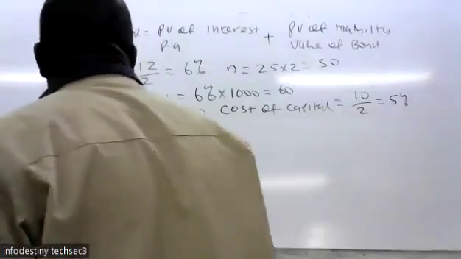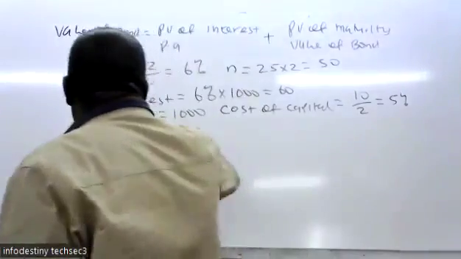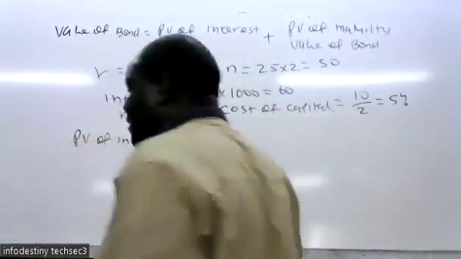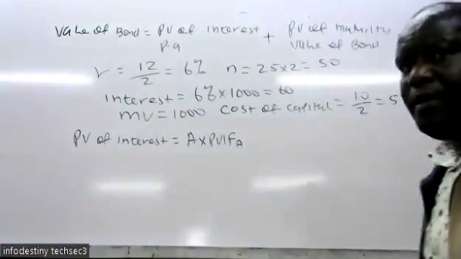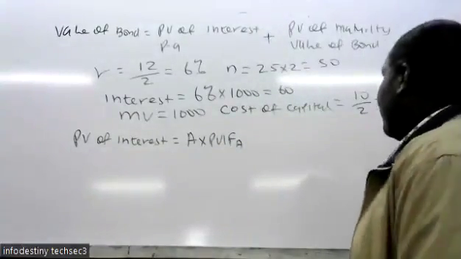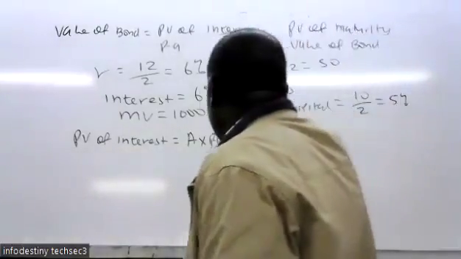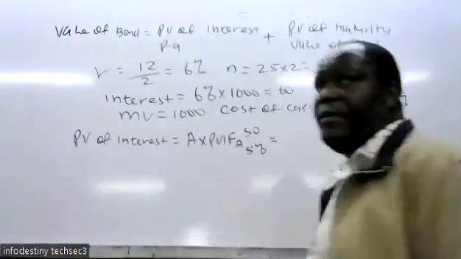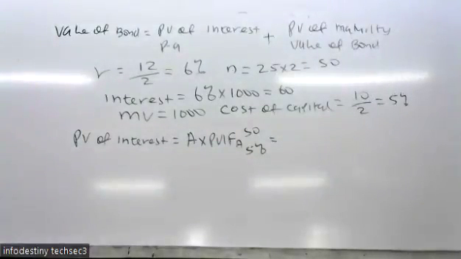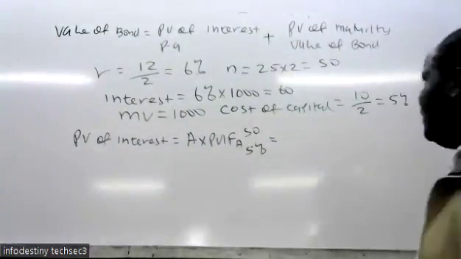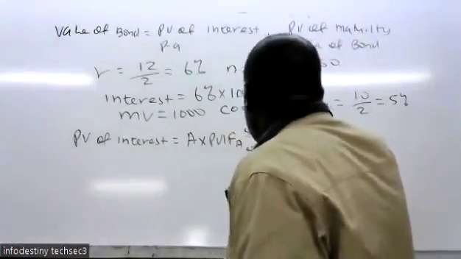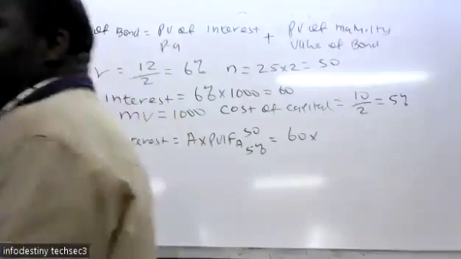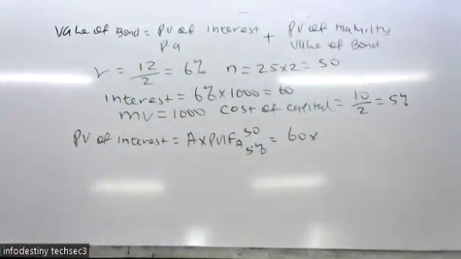So we start with the present value of the interest. The present value of the interest will be the annuity multiplied by the present value interest factor for the annuity. So the cost of capital is now 5% for 50 periods. The annuity is what you have as 60. So I want you to confirm in the table 5% in period 50.